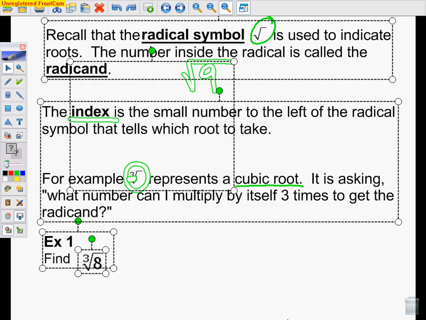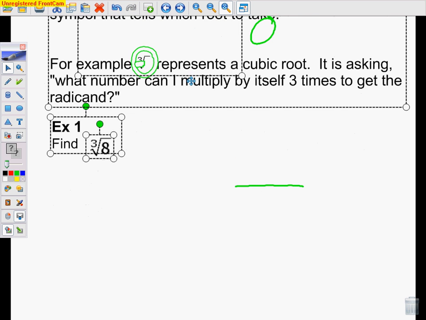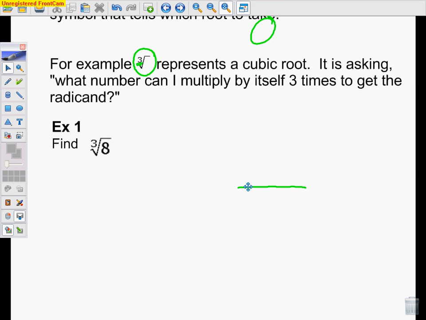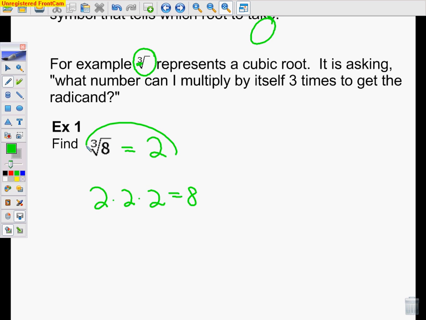All right, so in example 1, let's just move everything up a little bit. In example 1, we have the cube root of 8. So what number can I multiply by itself 3 times and get 8? Well, that value is 2. 2 times 2 times 2 would give you 8. So the answer to this is 2.